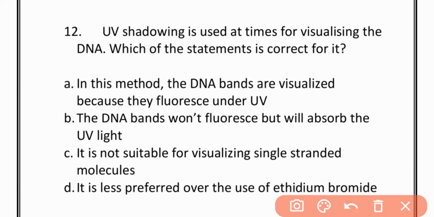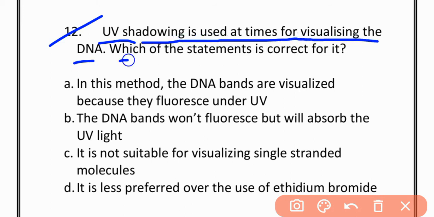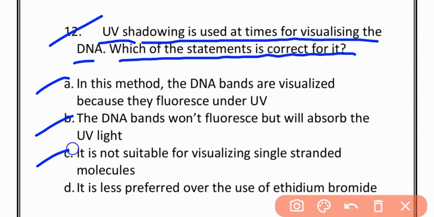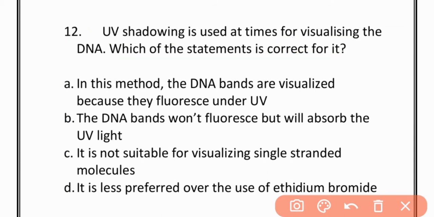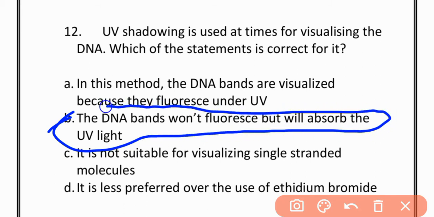MCQ number 12. Ultraviolet shadowing is used at times for visualizing the DNA. Which statement is correct for it? A. In this method, DNA bands are visualized because they fluoresce under ultraviolet. B. The DNA band will not fluoresce but will be observed under the ultraviolet light. C. It is not suitable for visualizing single-stranded molecules. D. It is less preferred over the use of ethidium bromide. The correct option is option B. The DNA band will not fluoresce but will be observed under the ultraviolet light.